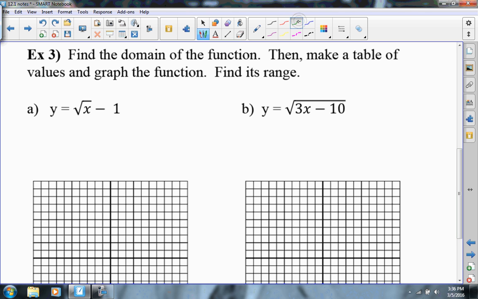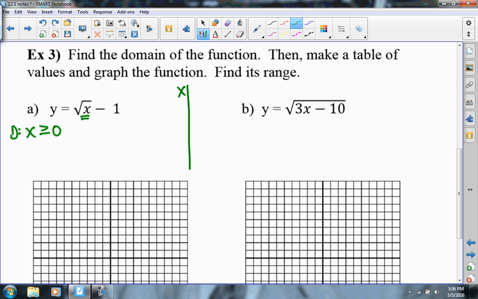So to begin again, I have to look at the stuff that's inside my radical. I have to look at the radicand. Now here, again, this is like what we talked about in example 1, where it's just the x that's inside the radical. This minus 1 is outside the radical. It's not underneath that little bar that goes across the top. So for my domain, I'm just going to take x and set it greater than or equal to 0.